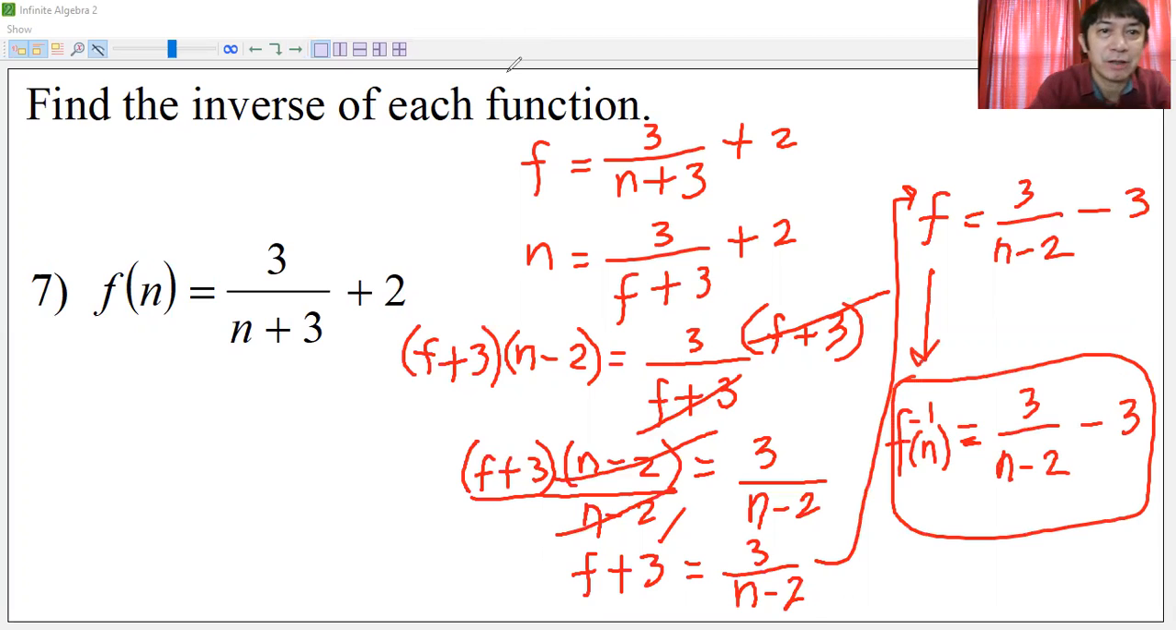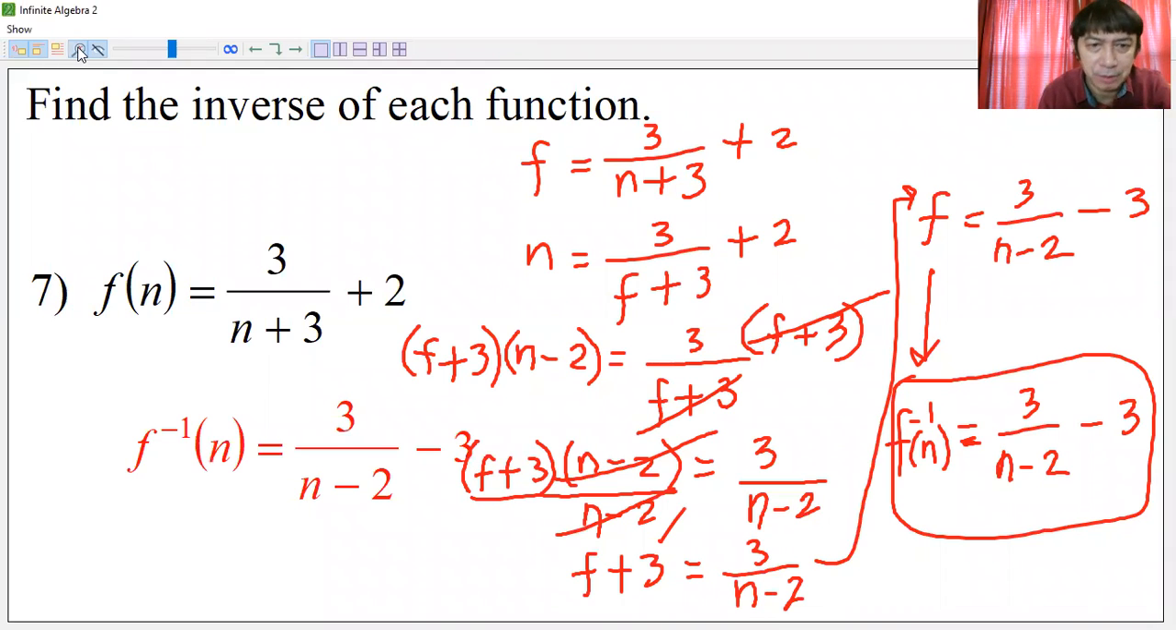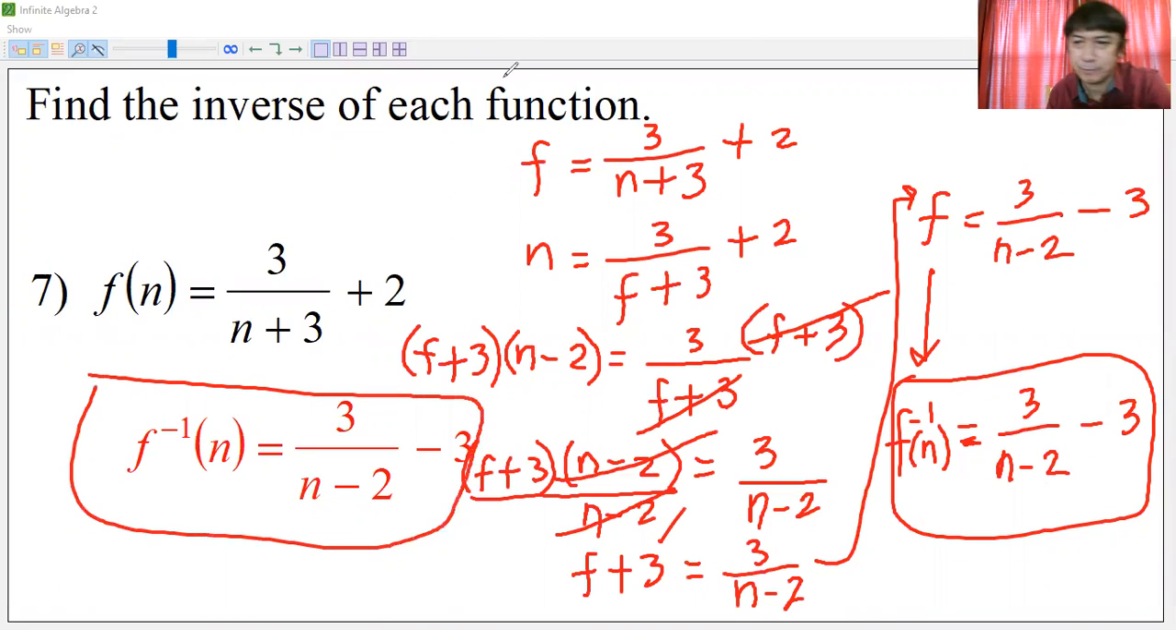All right, let's check. Let's verify. Here's the answer, you can see it over here: 3 over n minus 2 minus 3, the same as what we have over here.